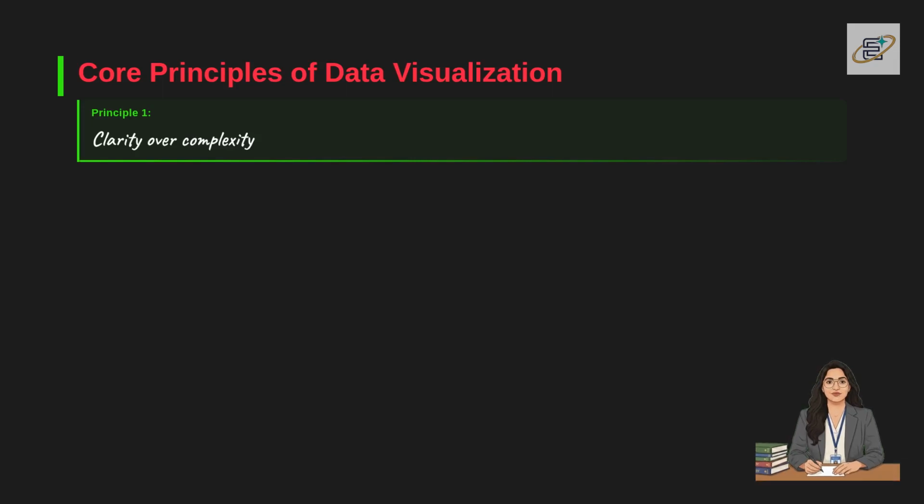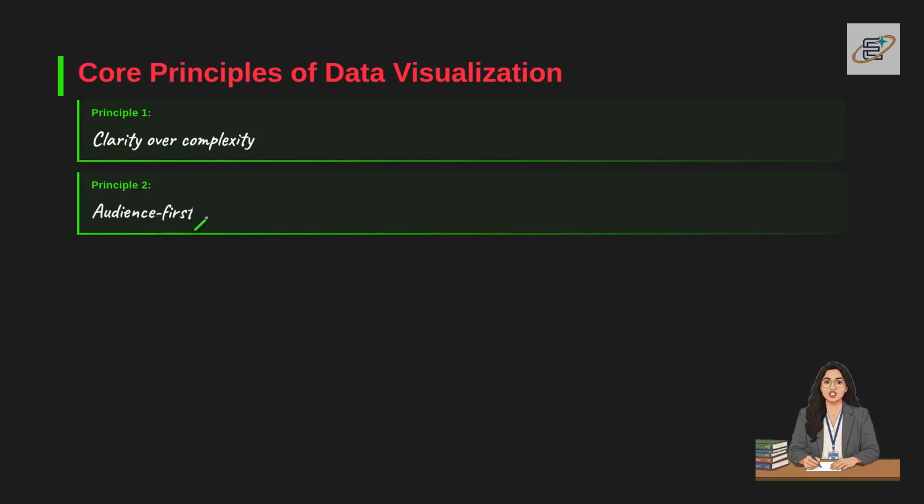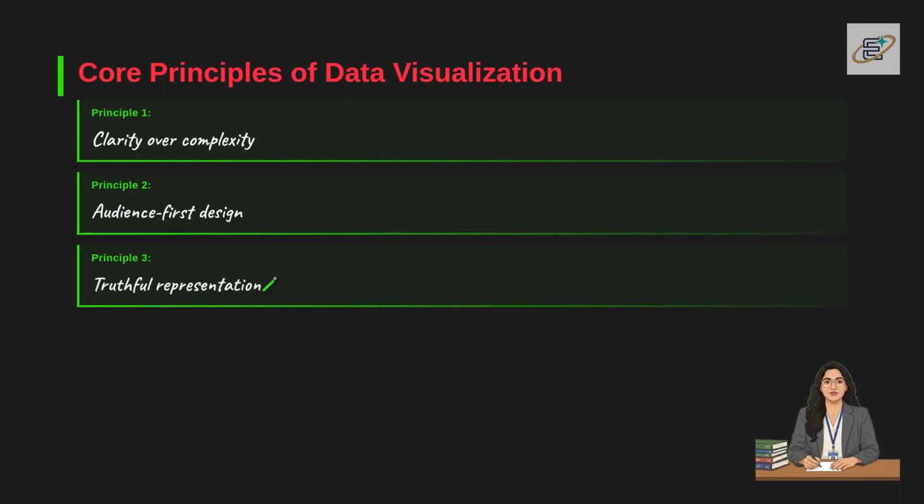Keep it clean. Next, always practice audience-first design. Are you presenting to a technical team who wants to see the raw variance, or to executives who just need the bottom-line trend? Tailor your visuals to the people looking at them. Finally, truthful representation is absolutely critical. It is very easy to mislead people by manipulating axes or cherry-picking timeframes. Always ensure your visual tells the true, unbiased story of the data.